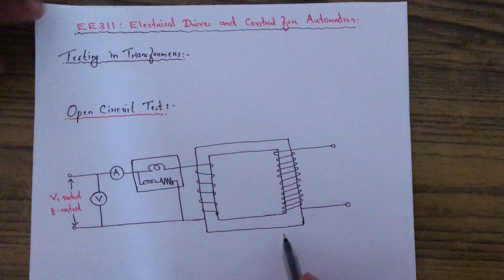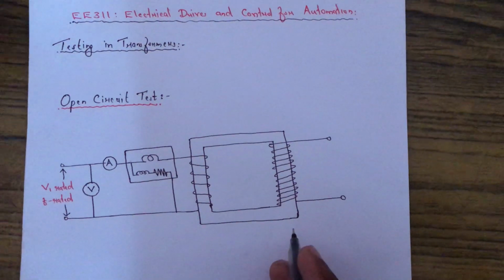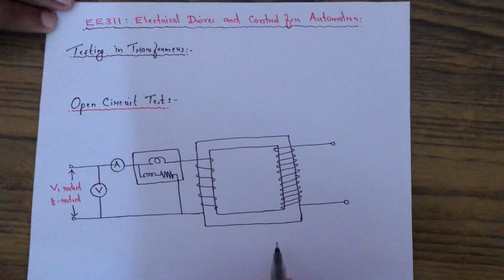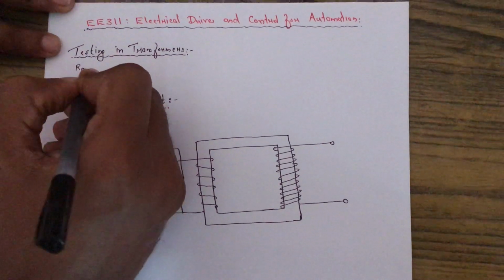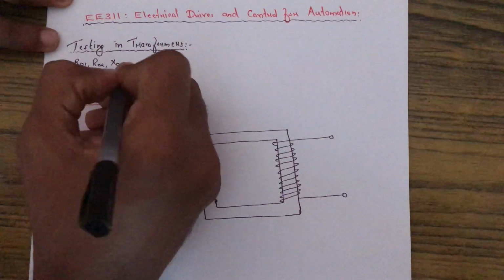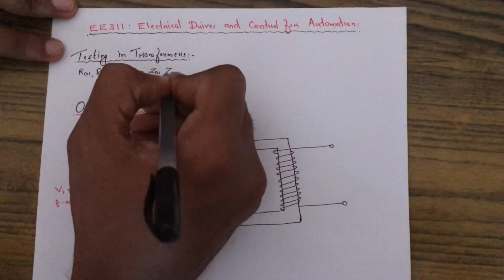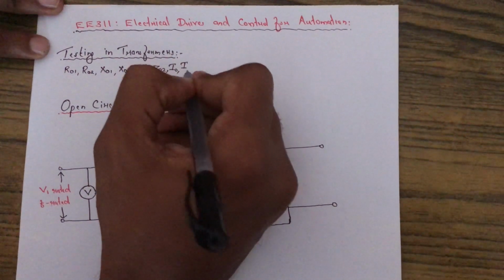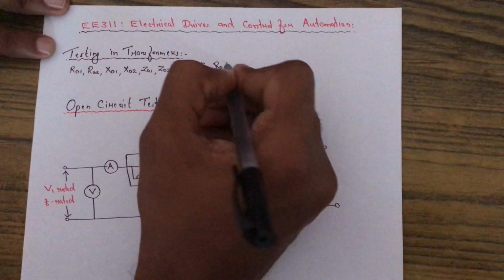So in this video let us see the topic testing in transformers. The important parameters in the equivalent circuit of a transformer we have seen are R01, R02, X01, X02, Z01, Z02 and I0, I mu, IW, R naught, X naught, etc.